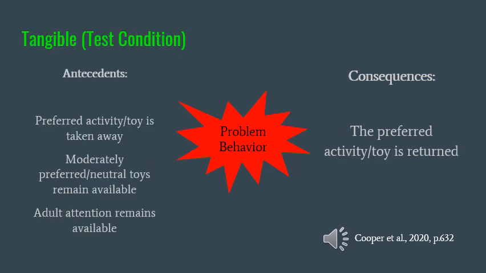The tangible test condition, antecedents include a preferred toy or activity being taken away. After that, moderately preferred and neutral toys will remain available and adult attention remains available. This may look like the staff person saying, "My turn to play with that," and taking the child's toy, using it themselves. If problem behavior ensues, then the preferred activity or toy is returned.